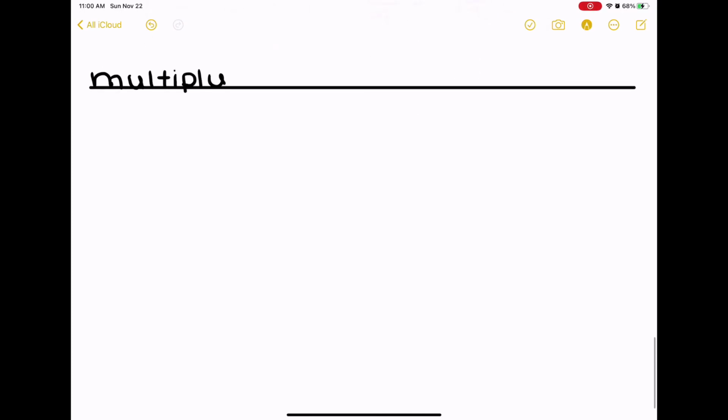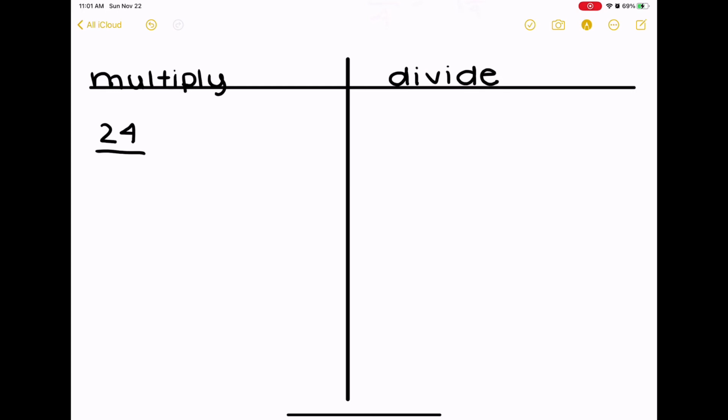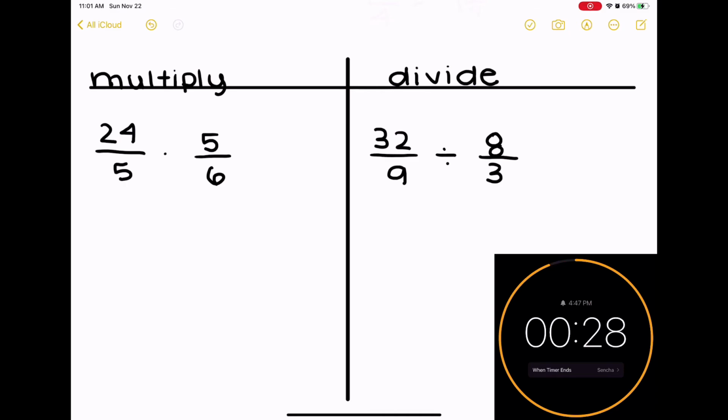Now you are going to do a practice problem all by yourselves. This may seem scary at first, but I assure you, you'll do fine. You'll have a couple of fractions to multiply and a couple to divide. For the fractions to multiply, you will need to multiply 24 over 5 times 5 over 6. Then you'll have to divide 32 over 9 divided by 8 over 3. You will have 30 seconds.